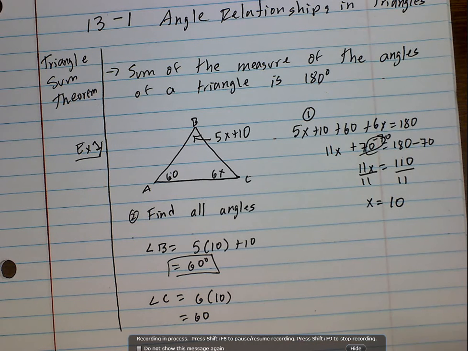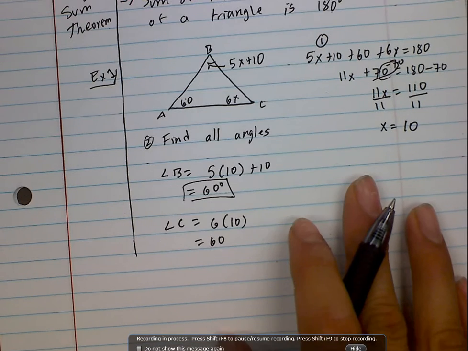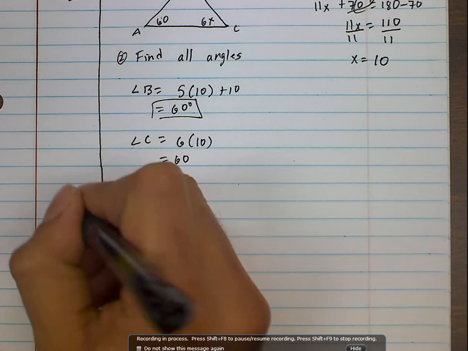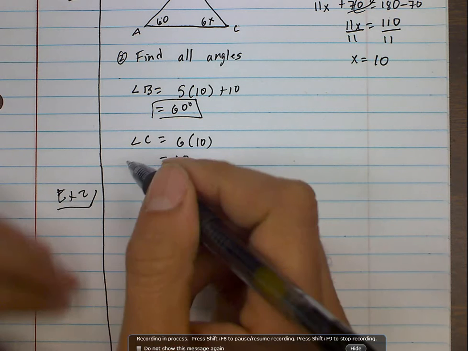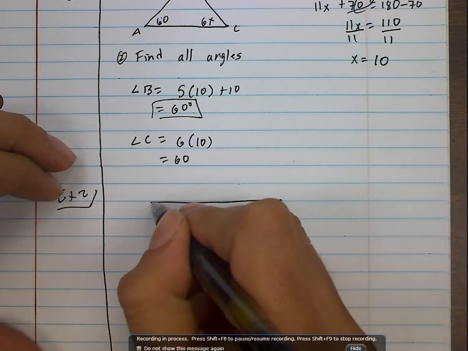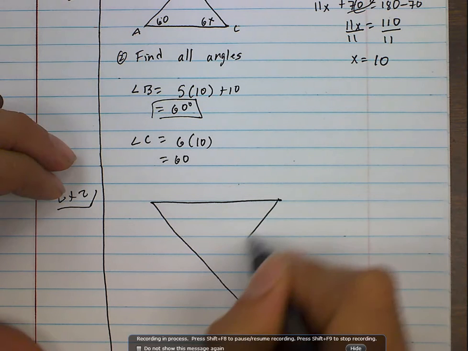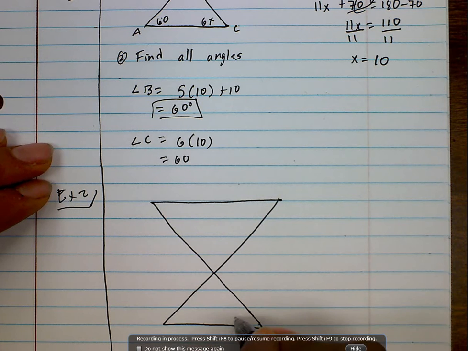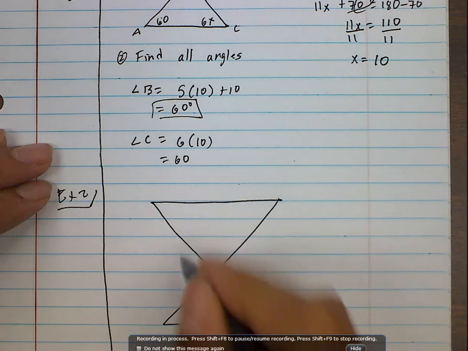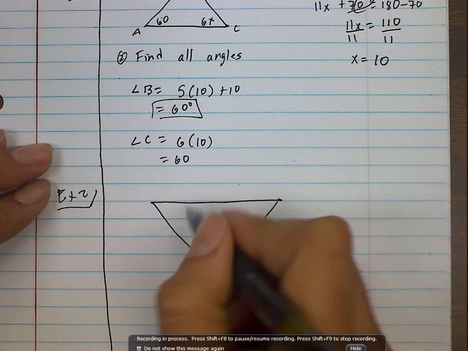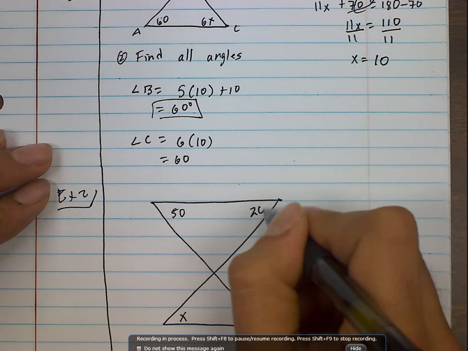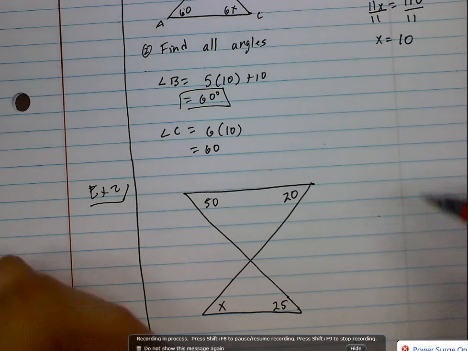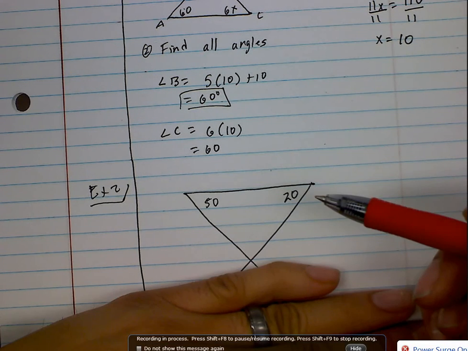Okay, so here's another type of problem where we apply this theorem. So example number 2. So we have this. Looks like this. Then it goes down here. And this one is 25. I'm going to find x. This one is 50, and that one is 20. Okay, so we're going to apply the theorem above, and we know that all the angles in a triangle must add up to 180, right?